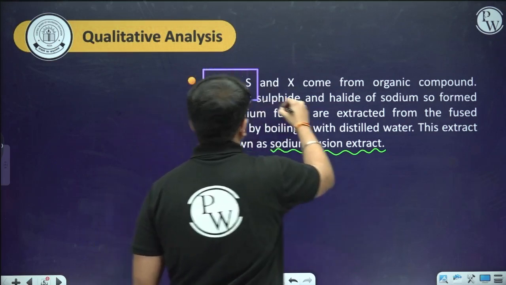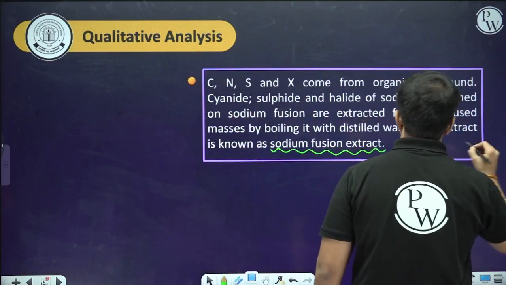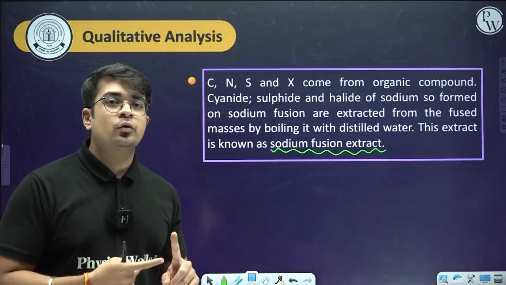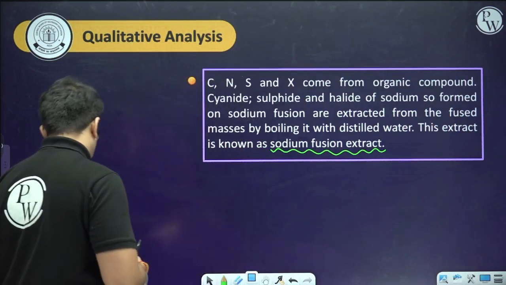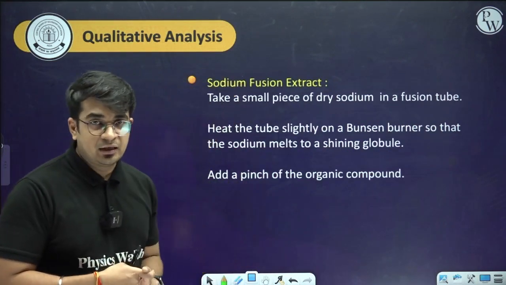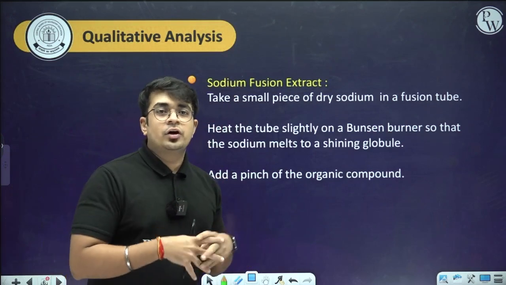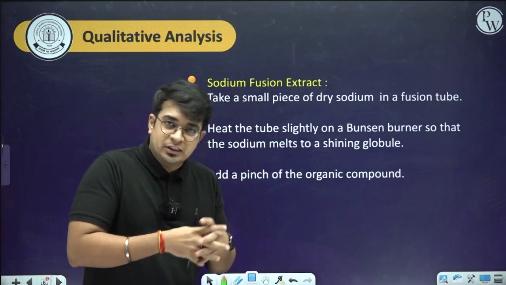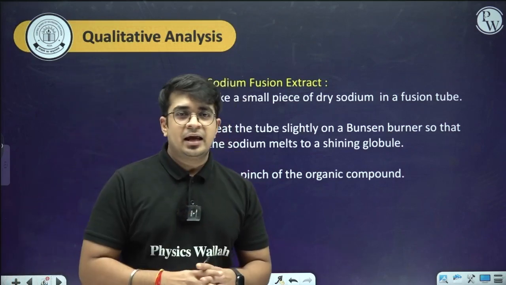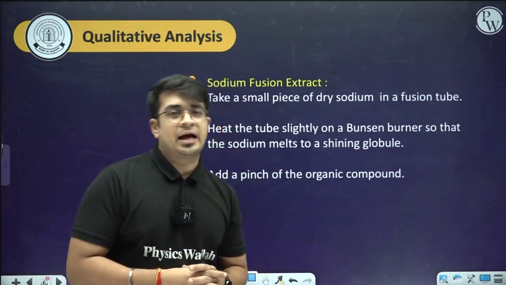I hope this entire part is clear. It's a very interesting and indeed a very simple process. You just have to remember certain tests and how we are going to deal with the entire part. Now, first of all, what is sodium fusion extract? Let's try to understand what we are going to do in that entire process. Because if the first step is clear, for the rest of the processes you have to use a specific reagent and detect the presence of that particular ion.